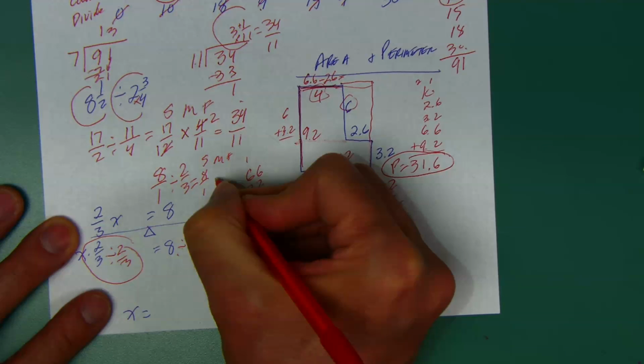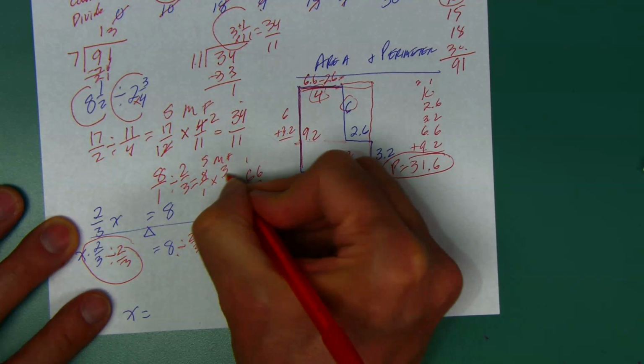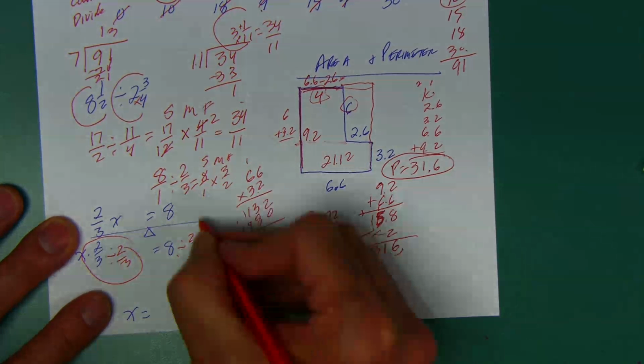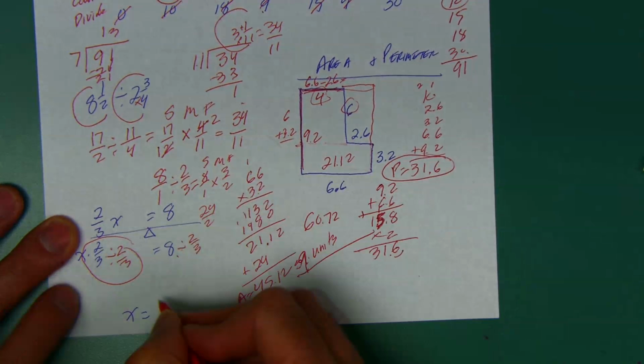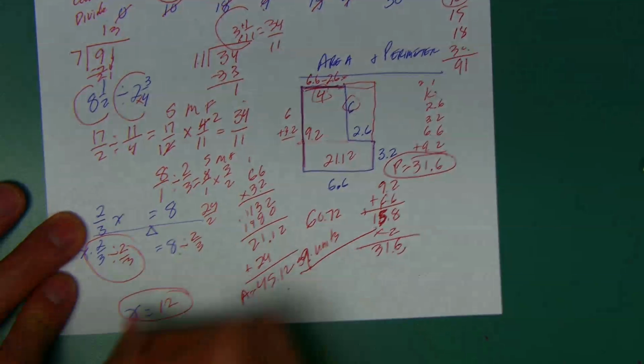Is 8 over 1 multiplied by 3 over 2. That's 24 over 2, which is 12.